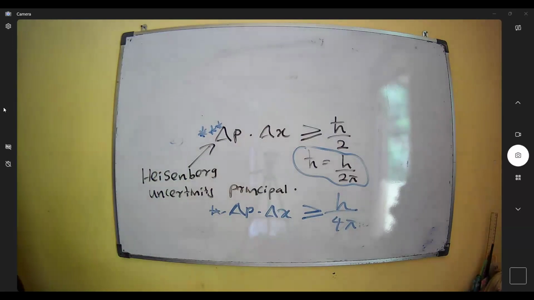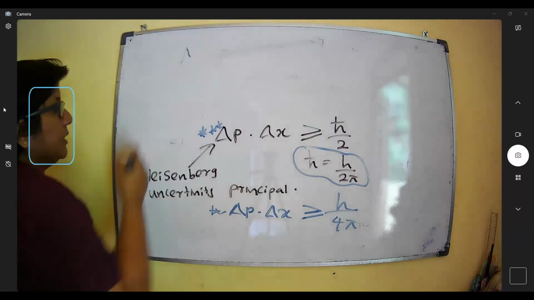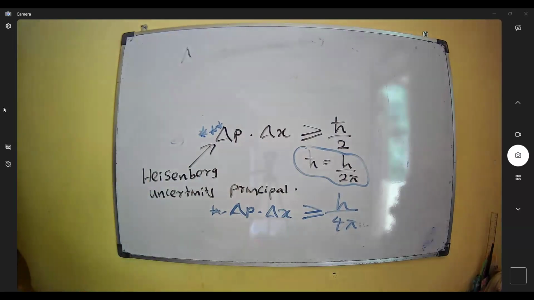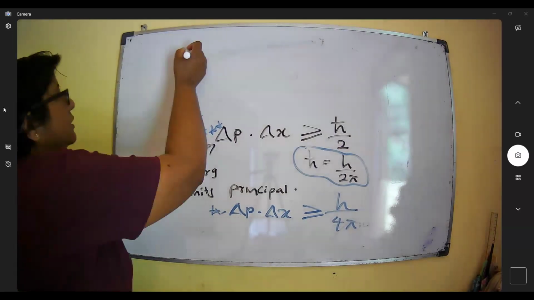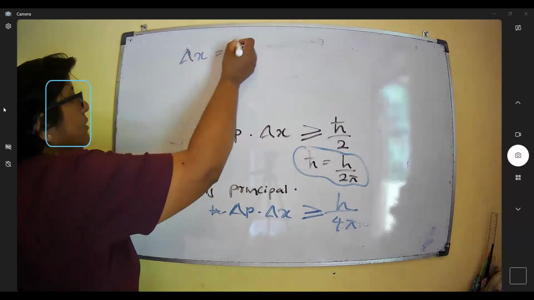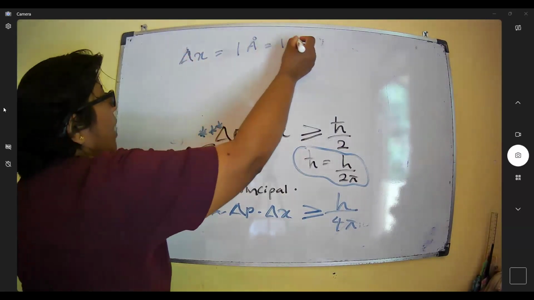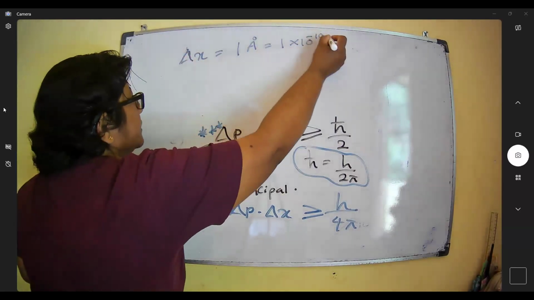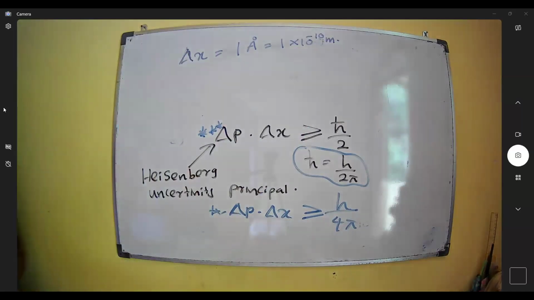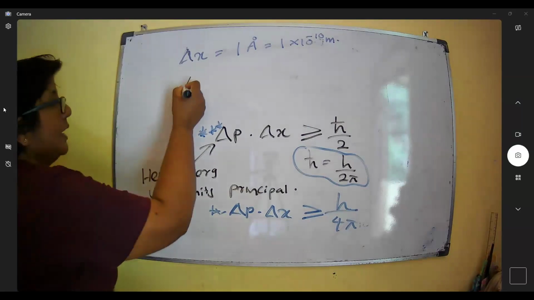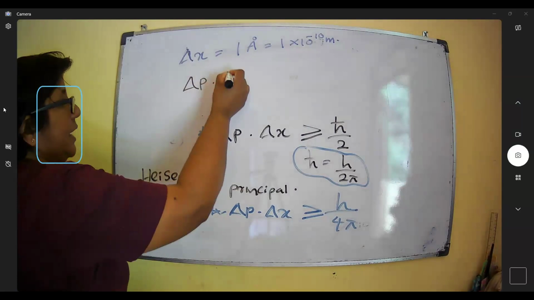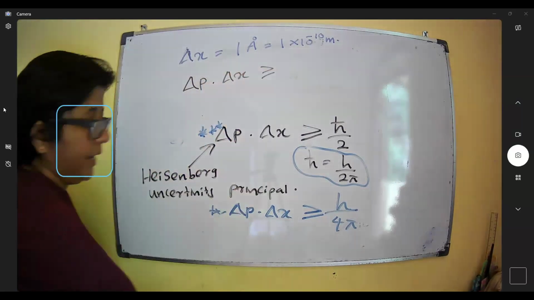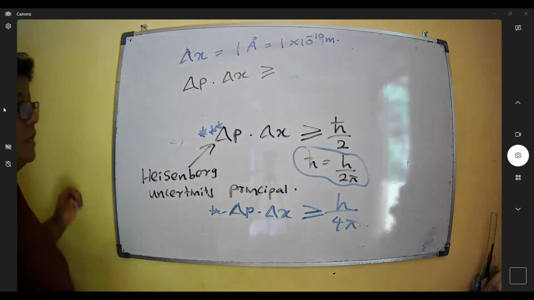Delta X is given, right? Delta X is 1 angstrom. We have to convert this into standard units. Delta X equal to 1 angstrom means it is equal to 1 into 10 to the minus 10 meter. Then we can follow up with delta P times delta X greater than or equal to H. H is the Planck constant.